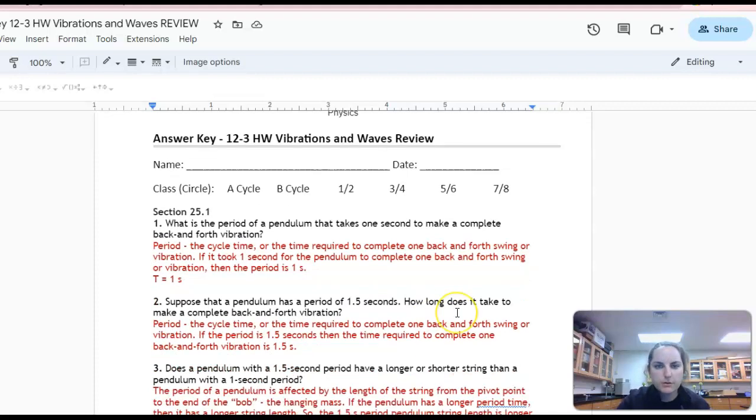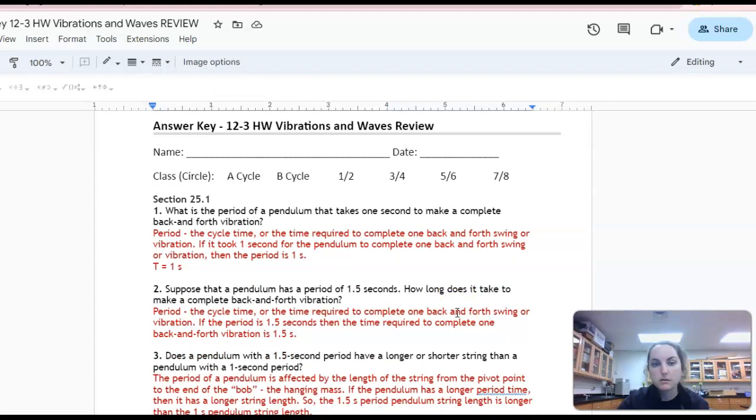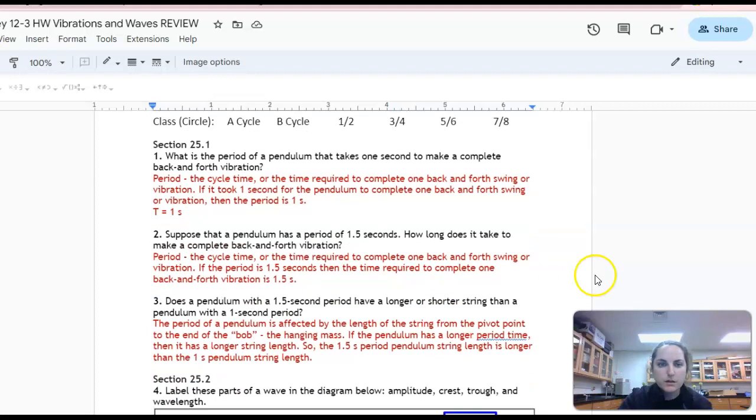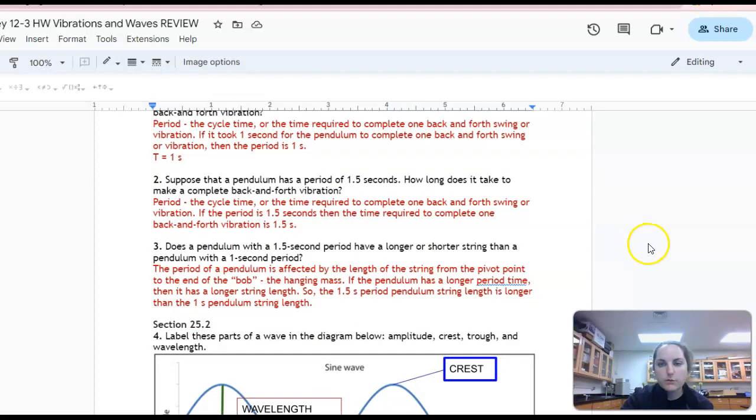So number one, what is the period of a pendulum that takes 1 second to make a complete one back and forth vibration? What this question is really asking is, hey, do you know the definition of a period? The period is the cycle time, or the time needed for one back and forth swing or one back and forth complete vibration. So if the pendulum takes 1 second to complete one back and forth vibration, then the period is 1 second.